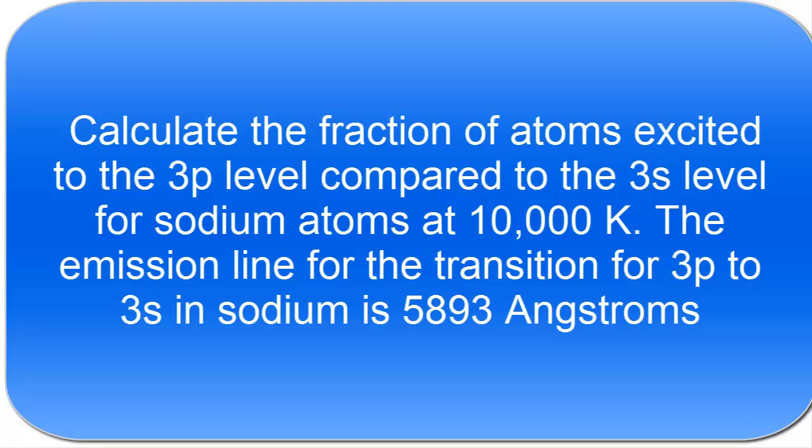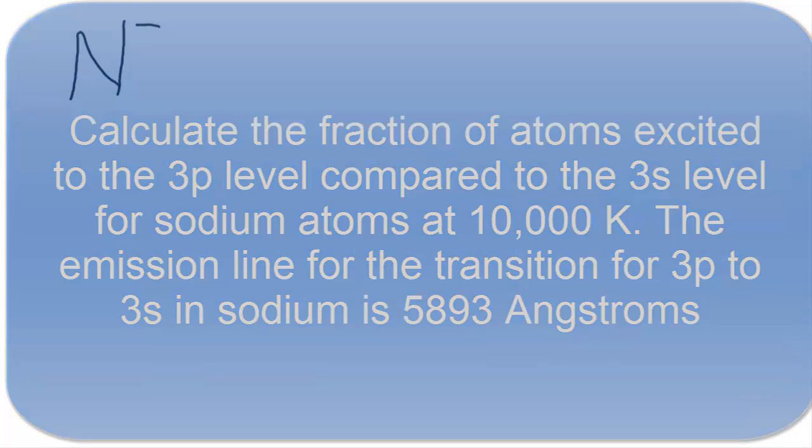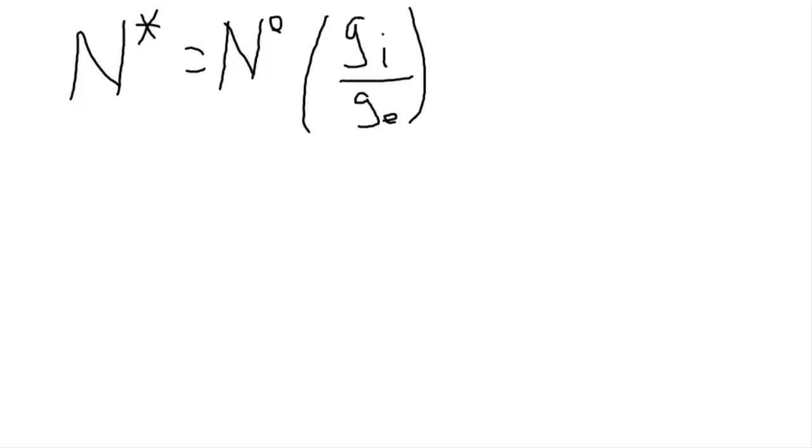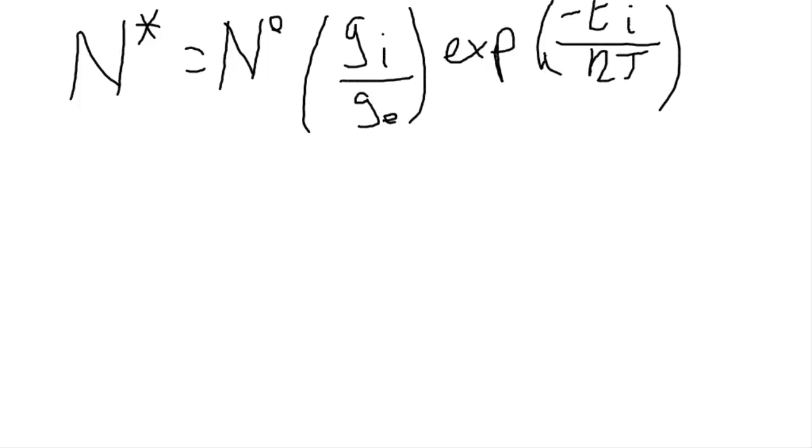The equation we're going to use for this is the Boltzmann equation, which says that the number of atoms in the excited state is equal to the number of ground state atoms multiplied by the statistical values, which are equal to the number of degenerate levels, the number of ways we can put electrons into an energy level with the same energy, times the exponential of the negative energy of the excited state divided by Boltzmann constant times the temperature in Kelvin.